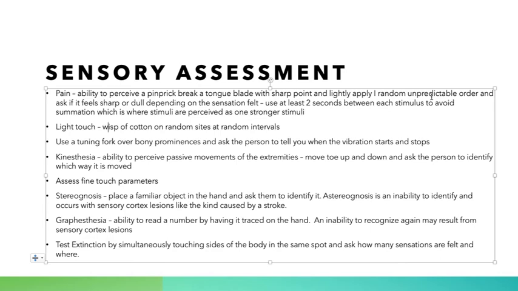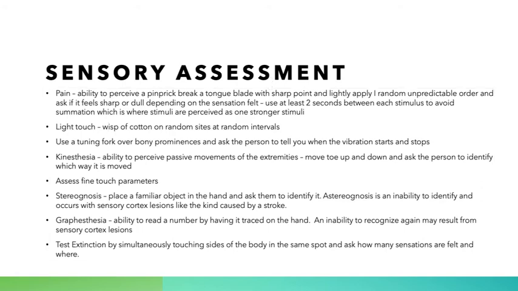We can also use a cotton ball, similar to what we did on the face in the last video, where we apply this wisp of cotton to the skin and have them tell us when they actually feel the sensation. Of course, we're going to do this in a random order at various sites throughout the body and at random intervals, and ask them to say "now" when they feel the sensation.